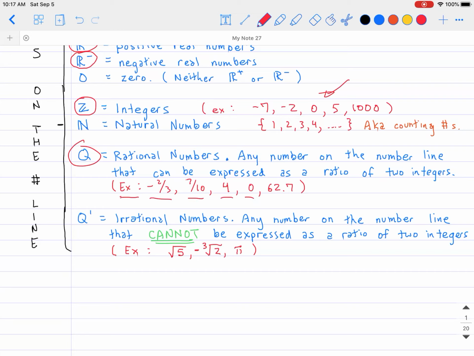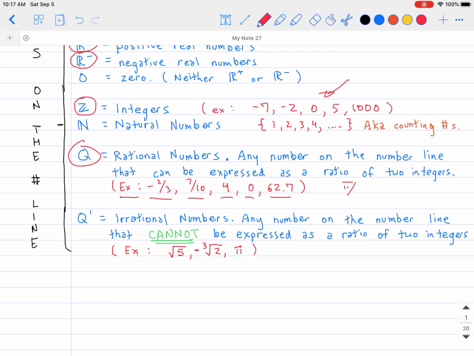So here are examples with integers in both top and bottom, where you have these rational numbers then. So negative 2/3, 7/10, 4, 0. 0 works because 0 divided by 2 is still equal to 0. And 62.7 also works because you can write it as a fraction where you have a ratio between 2 integers.